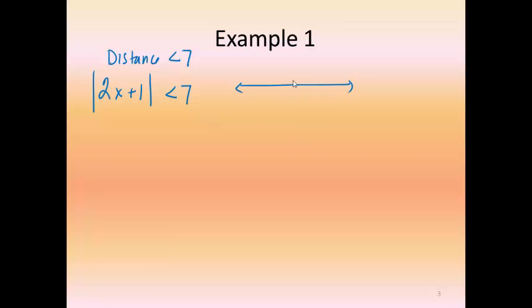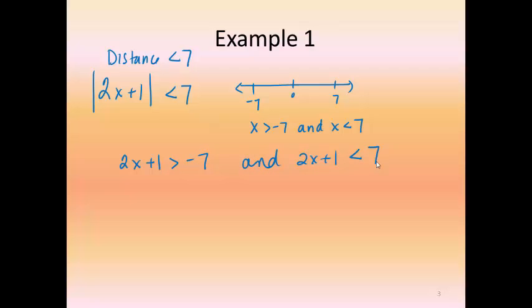So let's think about that. If I have 0, my distance from 0 is going to be 7. And I want to represent a distance that's smaller. That would be recognized by saying that x must be greater than negative 7 and x must be less than 7. Well, I'm not talking about x, I'm talking about 2x plus 1. So we will write this using an AND statement as 2x plus 1 is greater than negative 7 and 2x plus 1 is less than positive 7. This gives me that intersection of these values. Let's proceed and solve this.